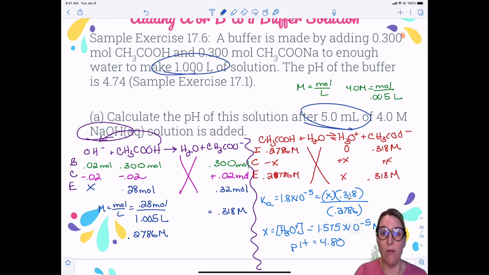So this buffer was 4.74. I added some strong base to it, but after I added some strong base to it, the pH did go up, but only by 0.04. So the pH actually stayed pretty steady, which is the whole purpose of a buffer.